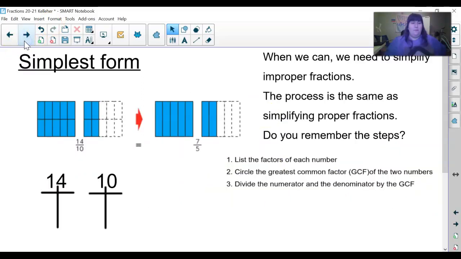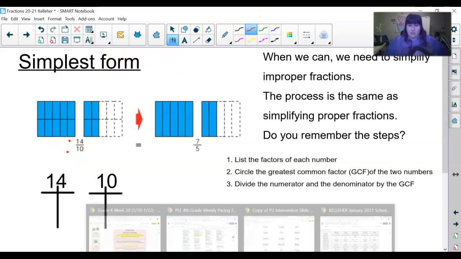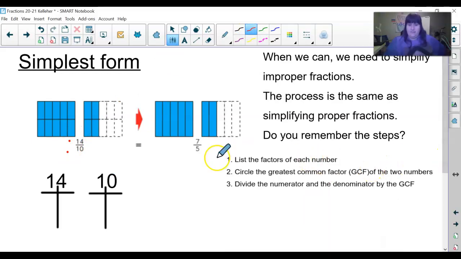All right? The last thing we need to look at is the fact that you can sometimes simplify improper fractions. When we can, we need to simplify improper fractions, and the process is the same as simplifying proper fractions. Do you remember those steps? Well, in this improper fraction over here, we have 14/10. Now, in order to simplify 14/10, we need to find the factors of the numerator and the factors of the denominator. List the factors of each number, numerator and denominator.